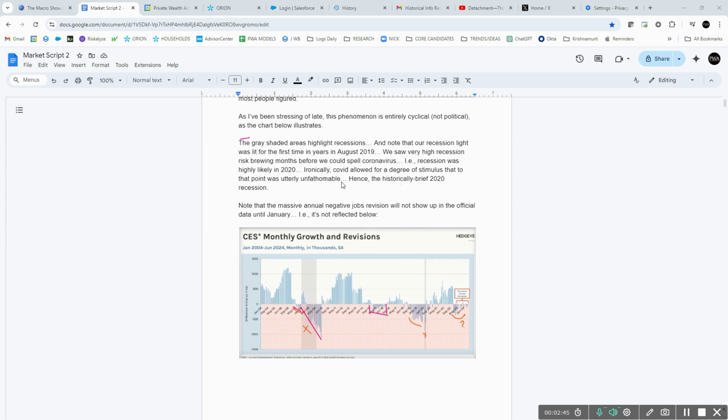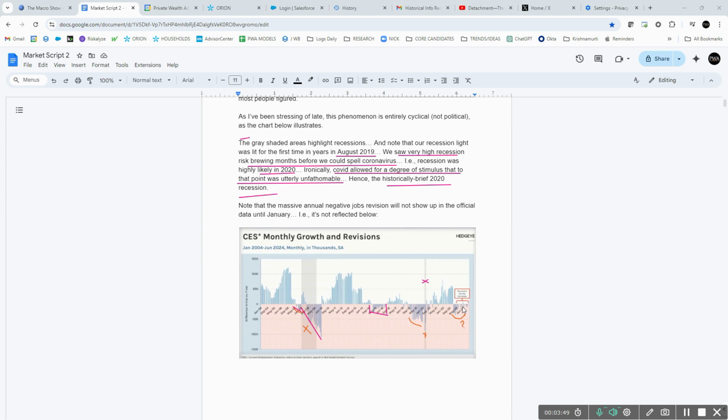And like I said here, we actually joined the recession coming camp in August of 2019. That's what our indicators told us to do. We saw very high recession risk brewing months before we could spell coronavirus, as I like to say, i.e. recession was likely in 2020. Ironically and truly, COVID allowed for a degree of stimulus, gave political cover, that to that point was utterly unfathomable. Hence the historically brief 2020 recession. Make no mistake, it was set up to be quite a bit worse than what we actually got.